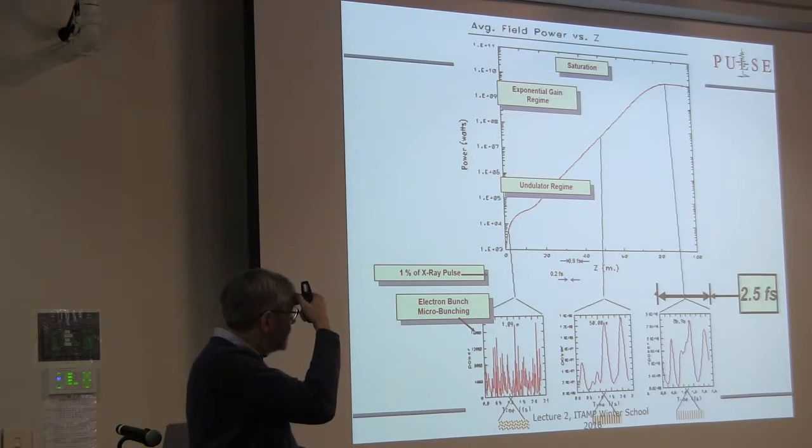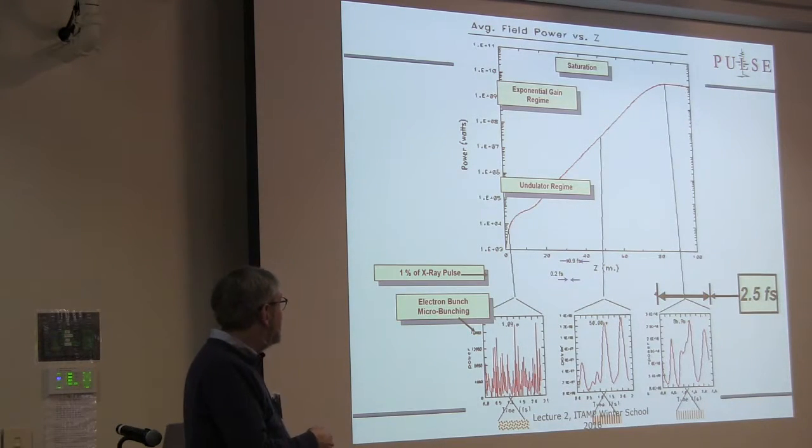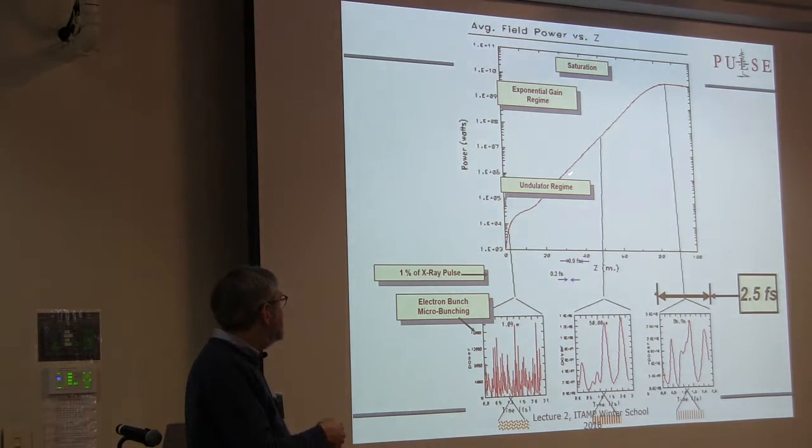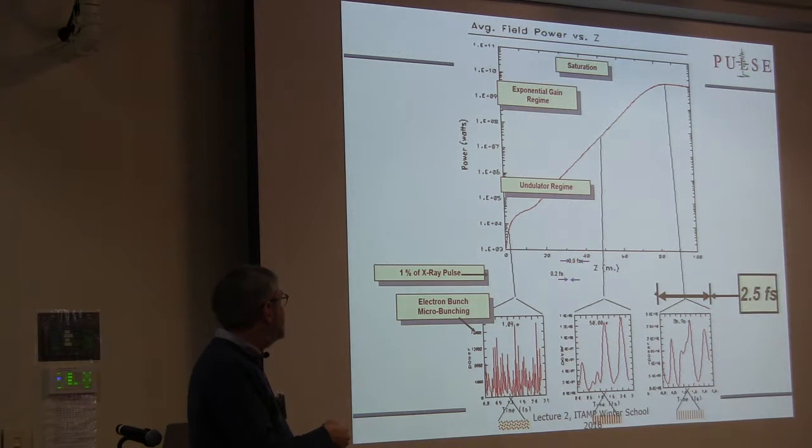Okay, so here's a little simulation done by some of those people, Zhirong and company, and you can see the exponential growth regime. This is for LCLS properties, and you can see the saturation. This is power on a log scale. Every decade is pretty close together, so it's a huge increase.